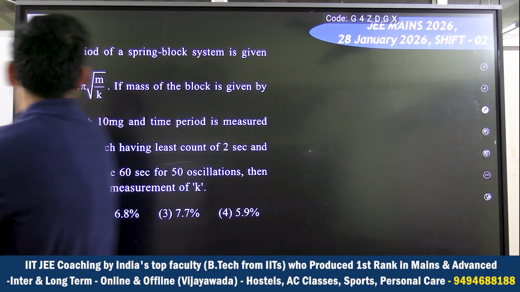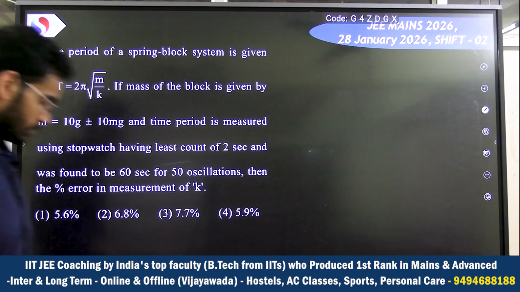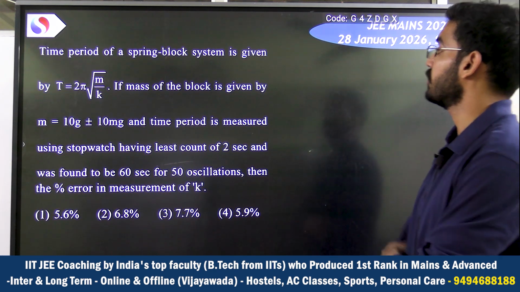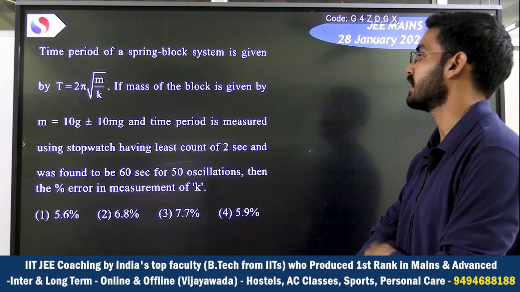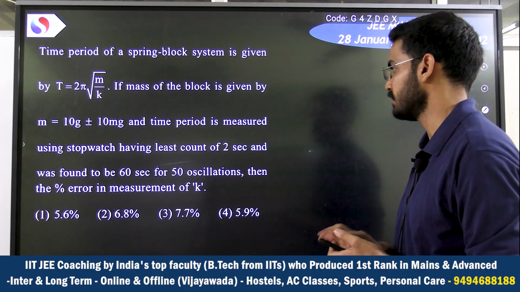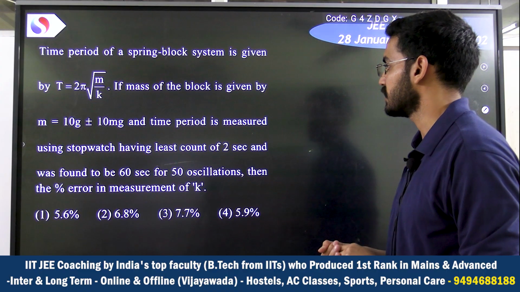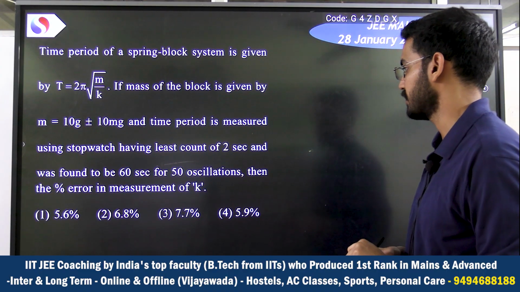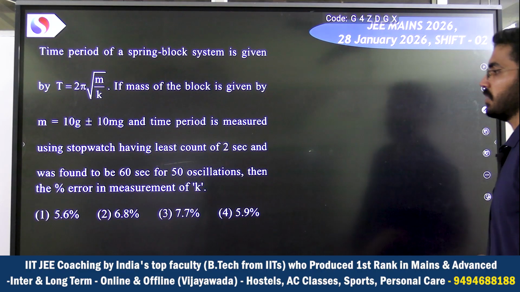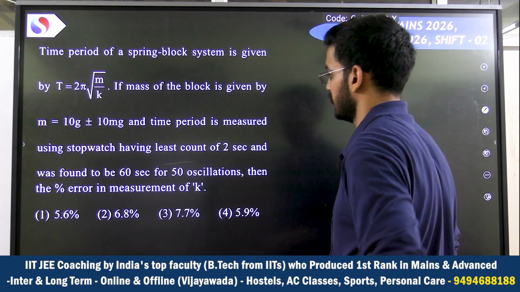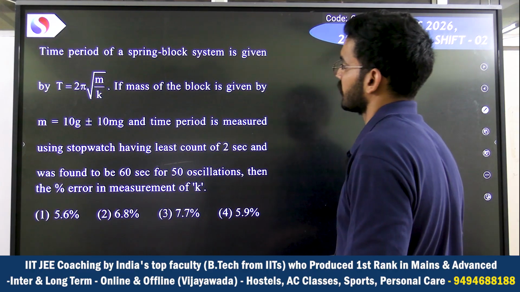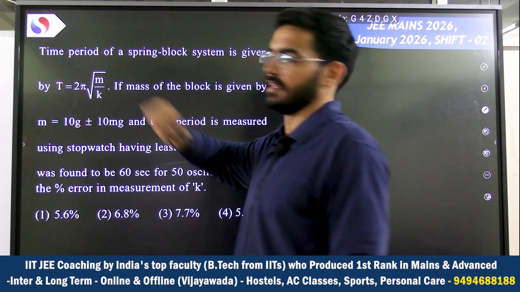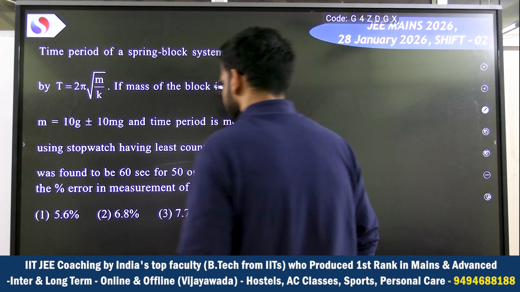The time period of a spring ball system is given by T equals 2 pi root m by k. The mass of the block is m equal to 10 gram plus minus 10 milligram, and the time period is measured using a stopwatch having least count of 2 seconds and was found to be 60 seconds for 50 oscillations. Then the percentage error in the measurement of k is. So instead of asking the percentage error in time period, he asks the percentage error in k, right? So let's answer that.